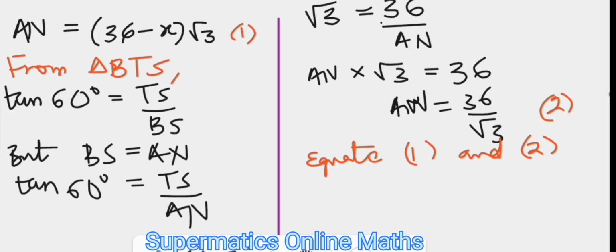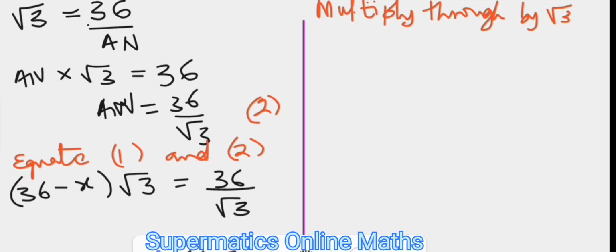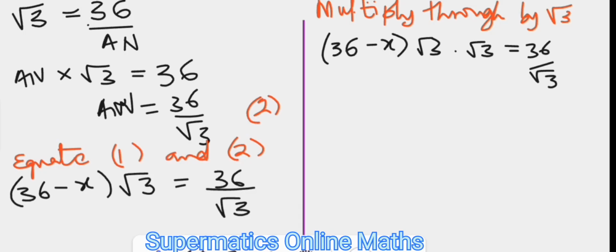This simply means that (36 minus x) times the square root of 3 is the same thing as 36 divided by root 3. We then multiply both sides by root 3. This is going to be (36 minus x) root 3 multiplied by root 3 on the left, and on the right we're going to have 36 over root 3 multiplying root 3.